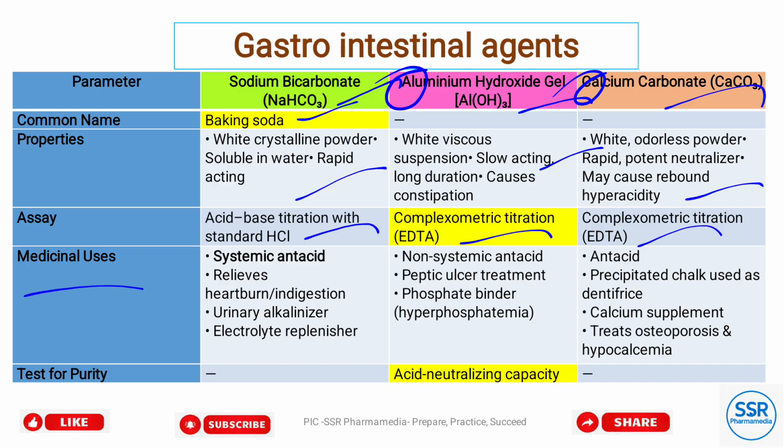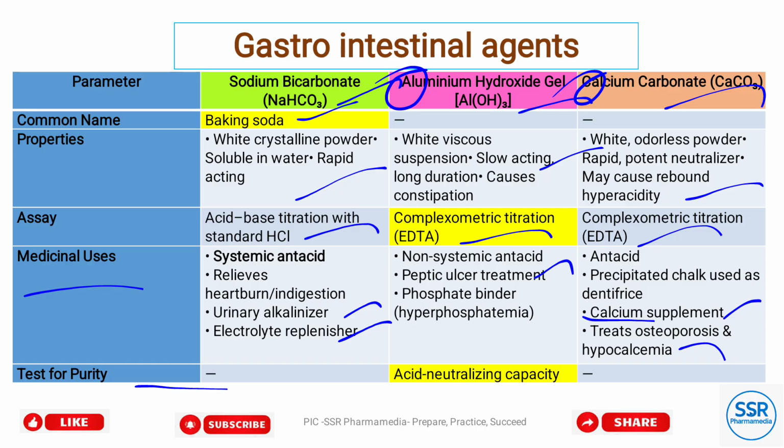Medicinal uses you can also read; they are mainly used as antacids, and sodium bicarbonate acts as a urinary alkalizer and electrolyte replenisher. Aluminum hydroxide is used for peptic ulcers, and calcium carbonate is also a calcium supplement used to treat osteoporosis and hypocalcemia. It's mainly prescribed for pregnant women and those having knee pain or hip pain, that is, patients with calcium deficiency.